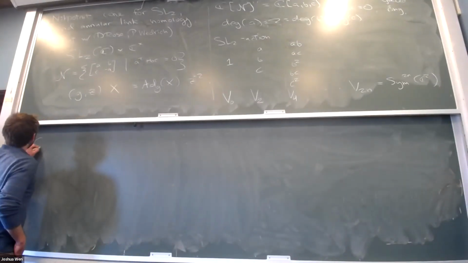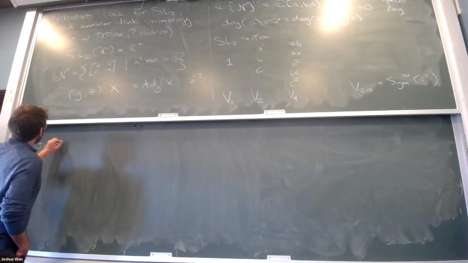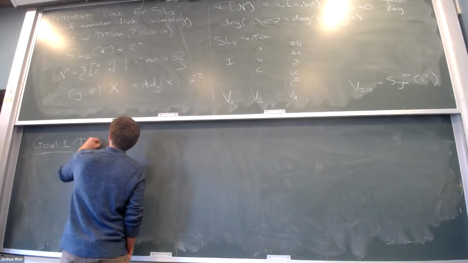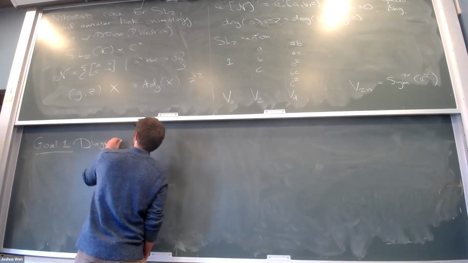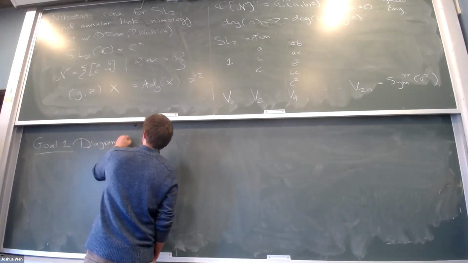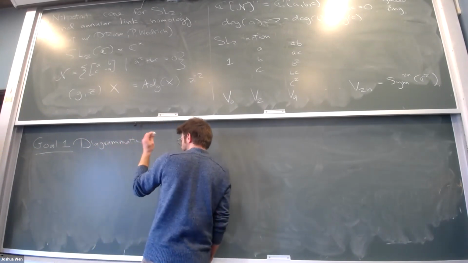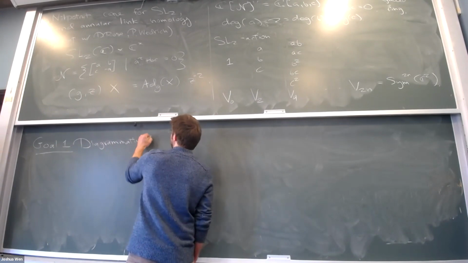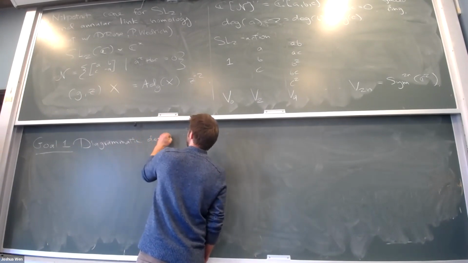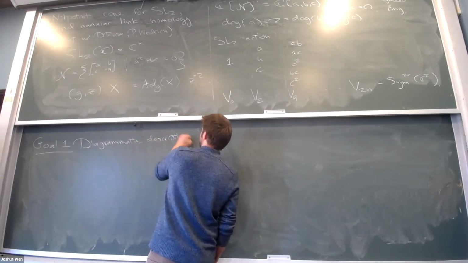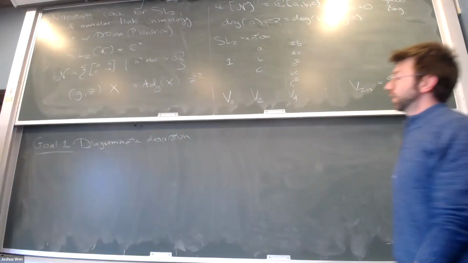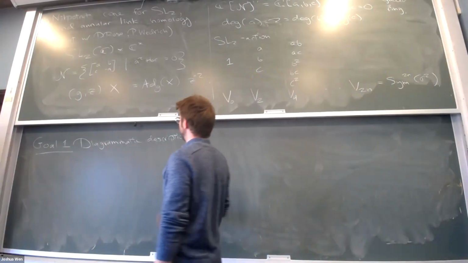My goals. So first off, I want to describe a diagrammatic presentation of coherent sheaves, or really vector bundles, on the nilpotent cone. This is something that I think is kind of cute and new. We didn't know about this, we certainly didn't know about this before recently.